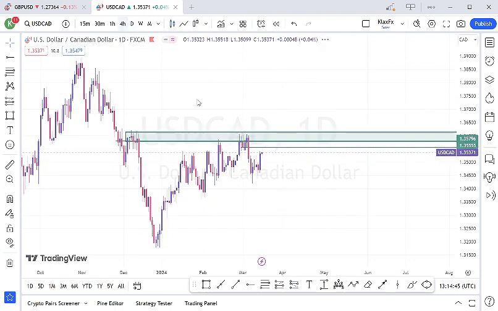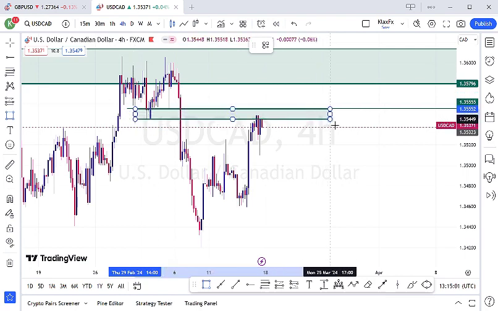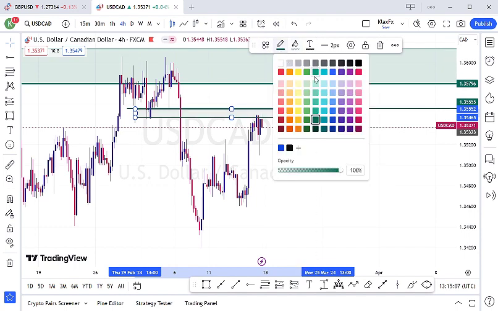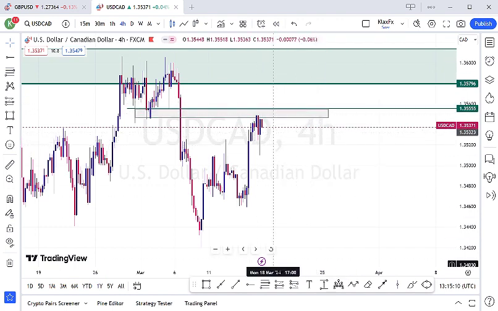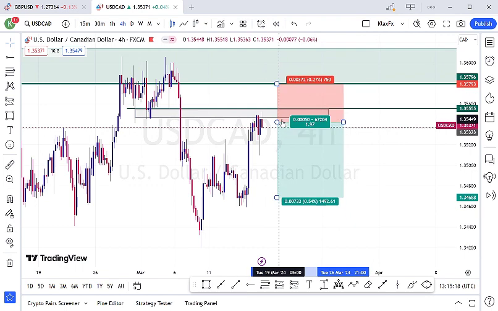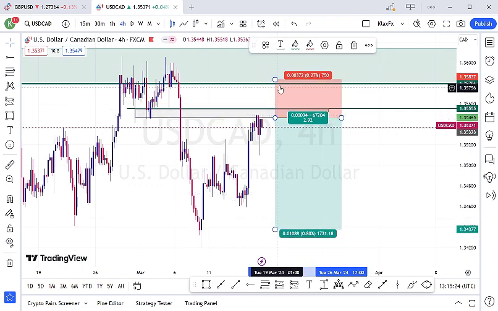If we go down to the lower time frame, I want to see, let's say, price move into this zone. So this is my entry zone here, the 4-hour time frame, and price has already tapped into that zone. So I want to see a sell from this point. Then I'll target external range liquidity. So I'll be targeting the external range, which is this point. That's about 100 pips.